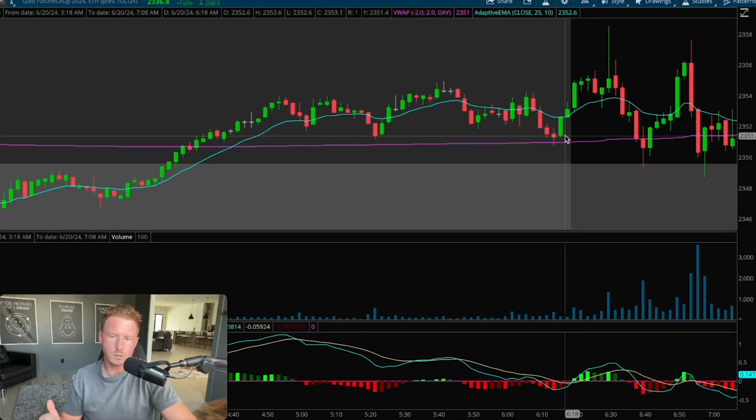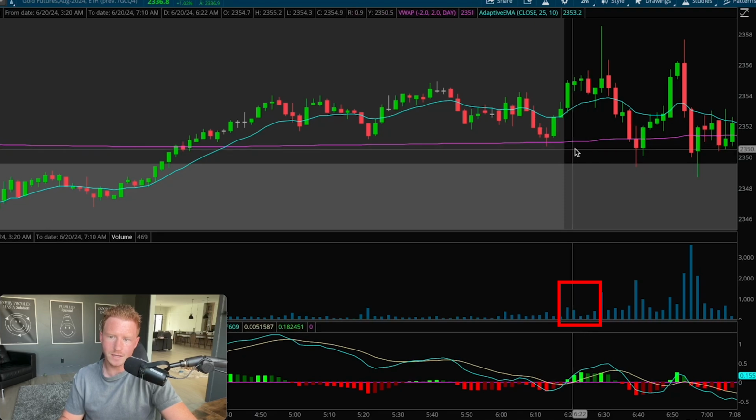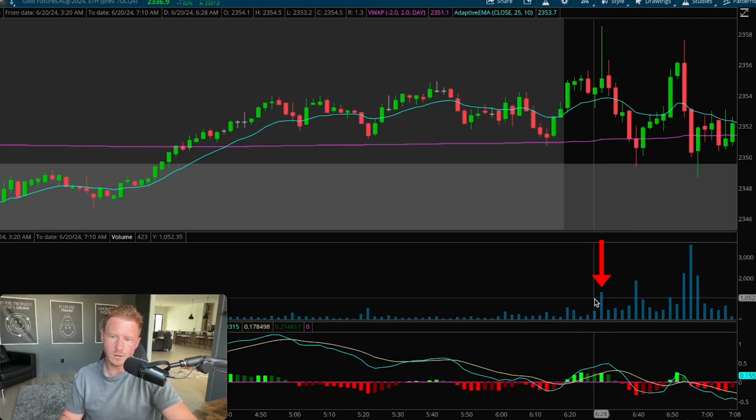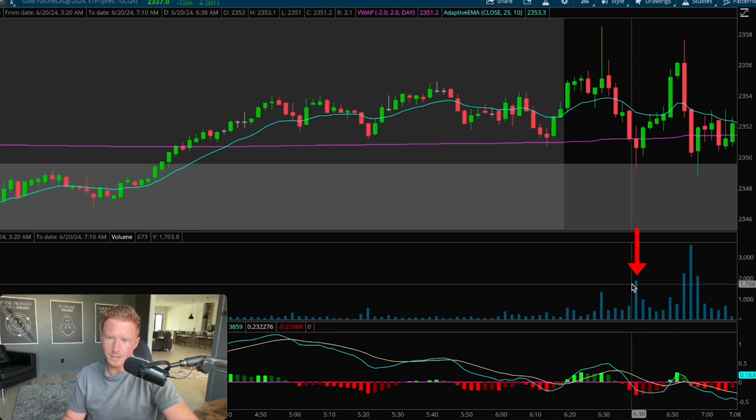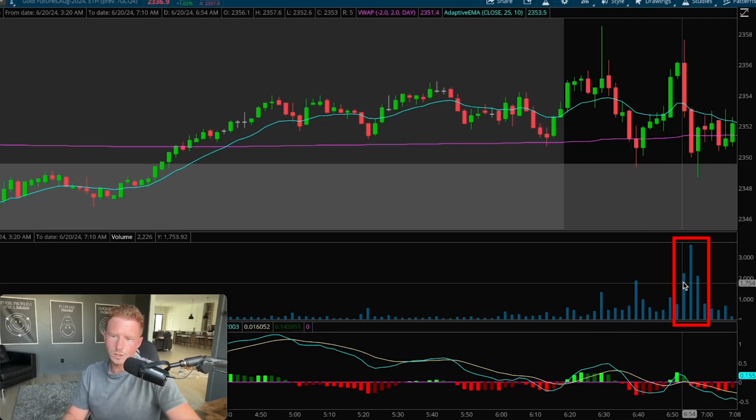Now, if we pay attention to when the gold market opened, as you can see, volume was kind of low and we started getting some volume spikes. So these are these blue bars right here. Started getting some volume spikes here. We got another volume spike right here. And then what do we notice? The volume really started to increase. Okay, so we got some massive volume.